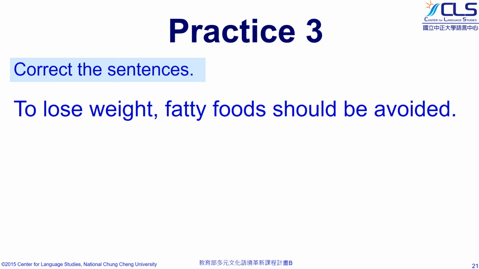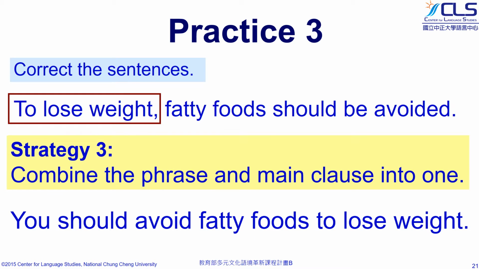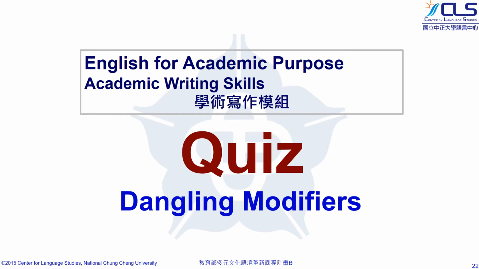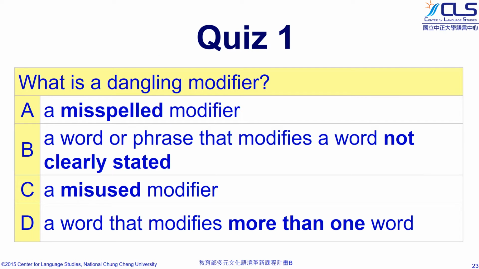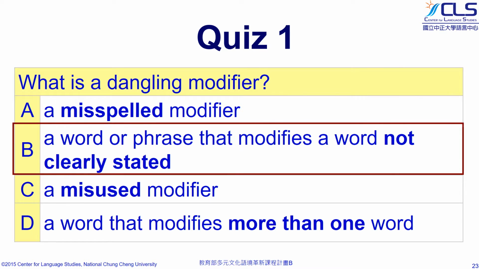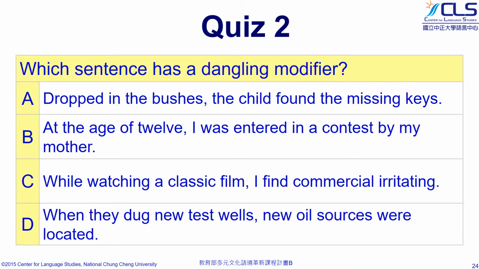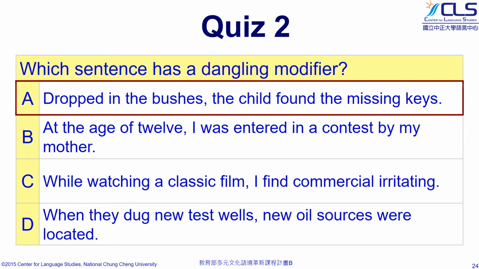Now, the last strategy. We combine the dangling phrase and the main clause. So we add a subject, you, to give lose weight a doer. Now we have a sentence, you should avoid fatty foods to lose weight. Now, shall we move on to the quiz? Let's go. Yes, a dangling modifier is a word or phrase that modifies a word that is not clearly stated. Now, please find the sentence with a dangling modifier here. Yes, the answer is A.